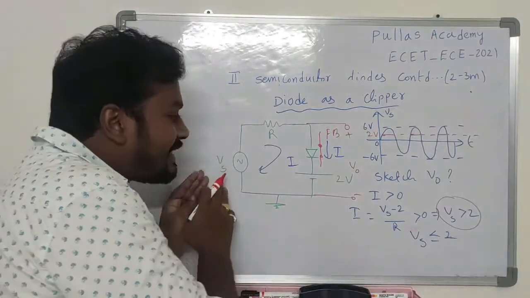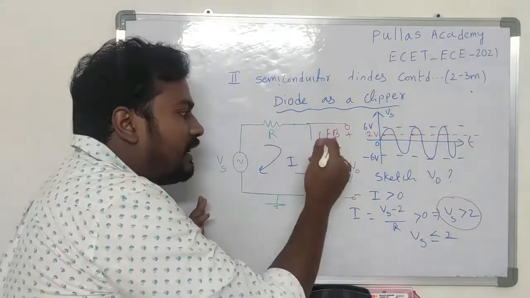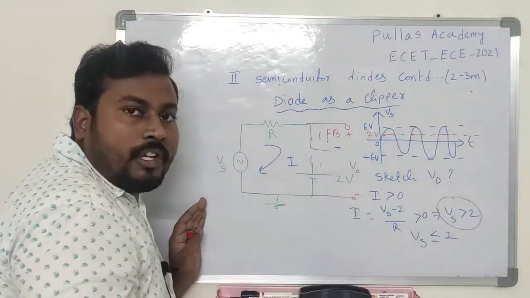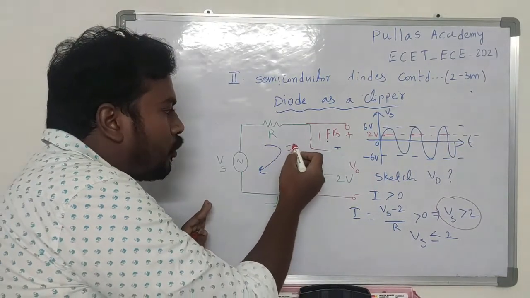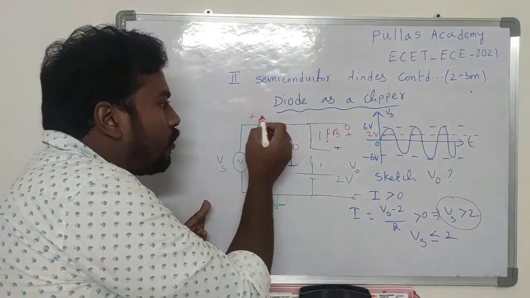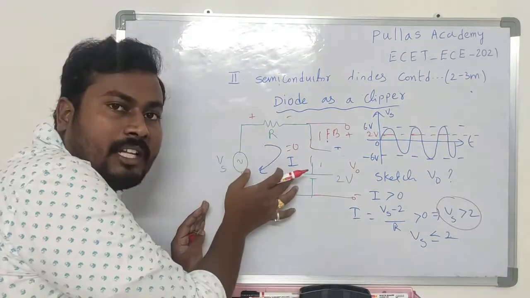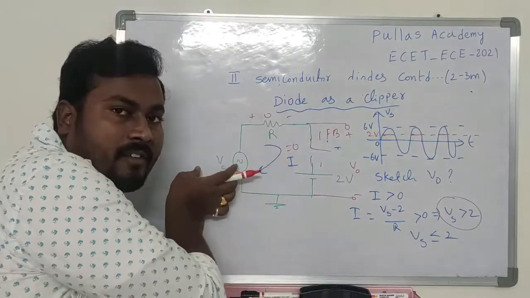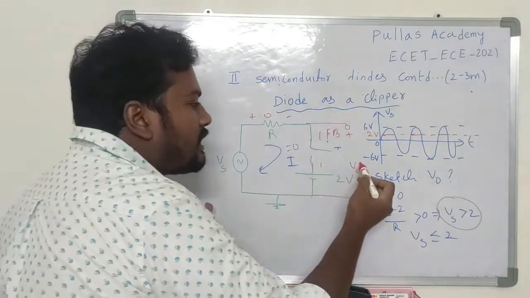Then if Vs is less than or equal to 2, it is simply reverse biased, which means open circuit. If this is open circuit, what is V0? Current in an open circuit is 0. What is the voltage across R? I into R. What is the I value? 0. 0 into R is 0. If you are providing Vs and there is no drop across R, what is the remaining voltage? Vs.